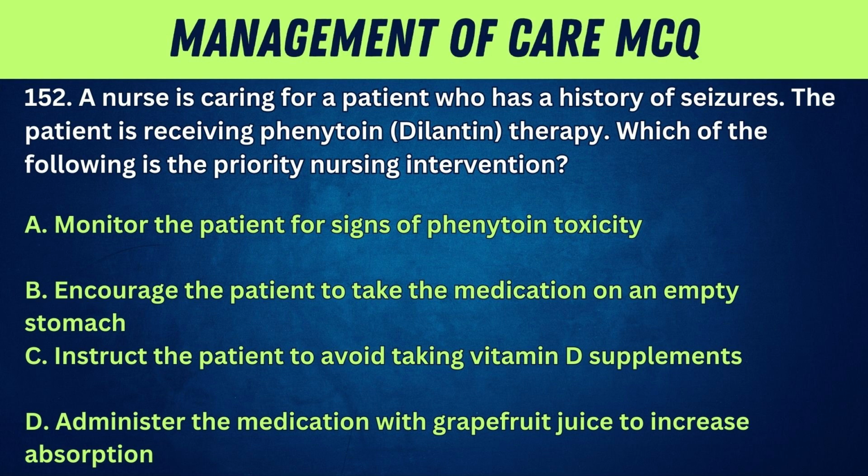152. A nurse is caring for a patient who has a history of seizures. The patient is receiving phenytoin (Dilantin) therapy. Which of the following is the priority nursing intervention? A. Monitor the patient for signs of phenytoin toxicity. B. Encourage the patient to take the medication on an empty stomach. C. Instruct the patient to avoid taking vitamin D supplements. D. Administer the medication with grapefruit juice to increase absorption.